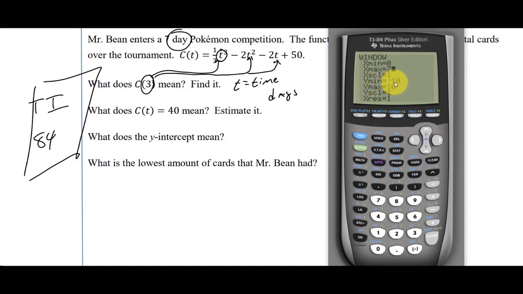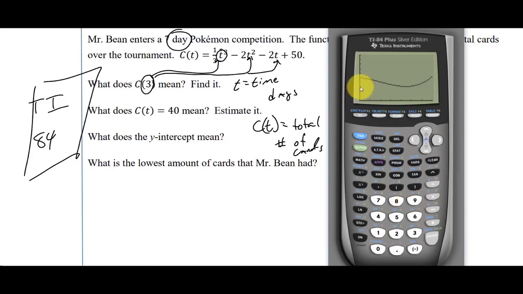Y min. Now, what does the C of T stand for? The total number of cards. Well, can he have less than 0? No. So I'm going to change that number to 0. Y max, that's how many he has. So how many can he have? Well, it says 50 here, and I don't know what's going to happen over here. So I'm going to say 100, just because what if he goes above 50? Then we have to account for that. So let's do that. And then I'm going to count by tens, because I can. All right, I'm going to hit enter, and then I'm going to graph it. And let's see what happens.